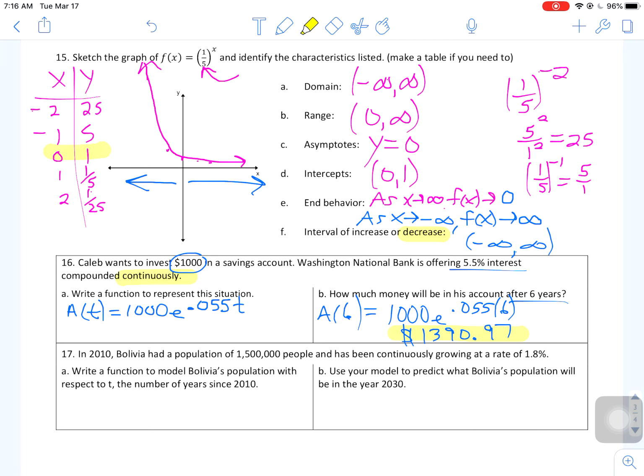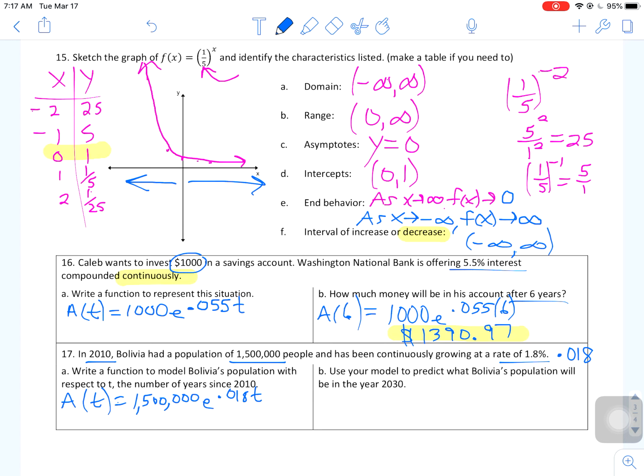And then on 17, we have a starting year of 2010. Here's our starting population, and then our rate is 1.8. So written as a decimal, that's 0.018. So we can still start with that same function where we do our starting value and then times e raised to the rate times time. And again, it's the rate written as a decimal. So that's all they're looking for in part A.